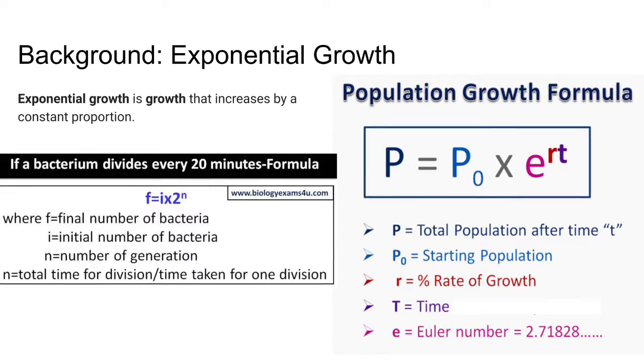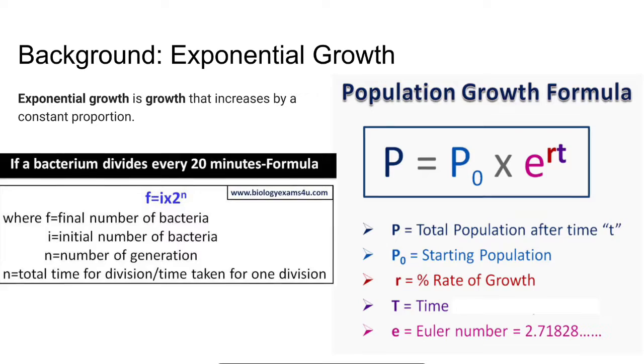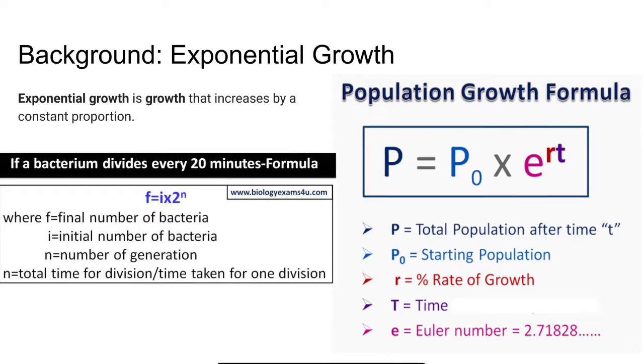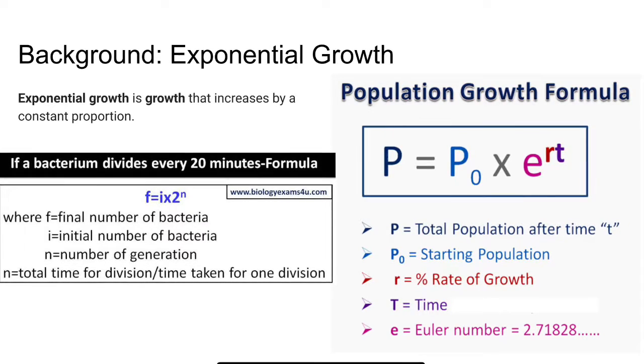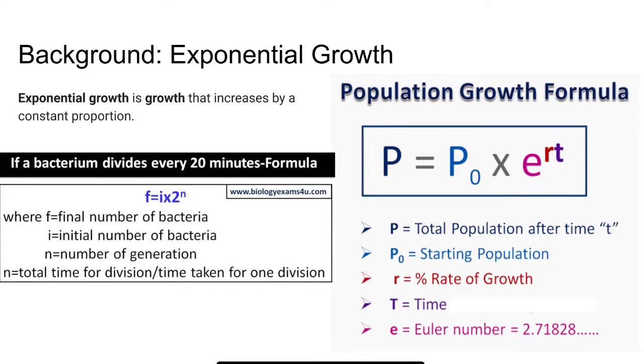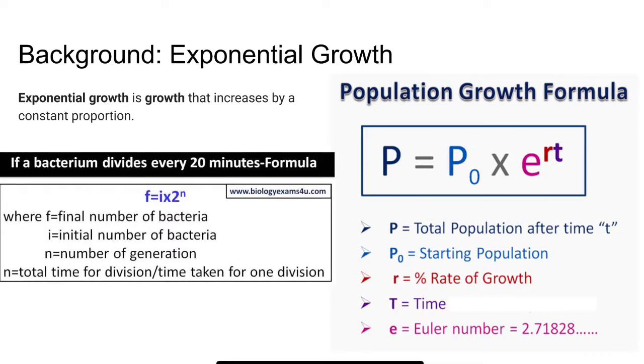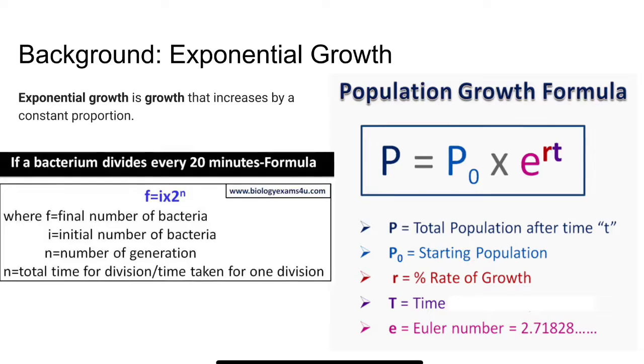In this equation, F is used to demonstrate the final number of bacteria, I is the initial, or the number of bacteria that we started with, n being the number of generations, which is actually the total time for the division, divided by the time taken for one division.